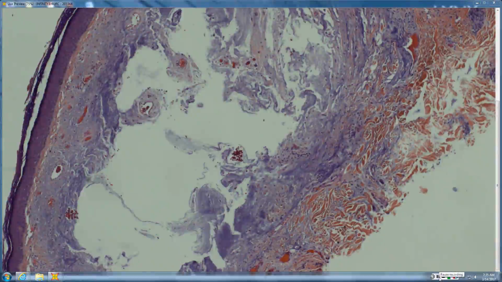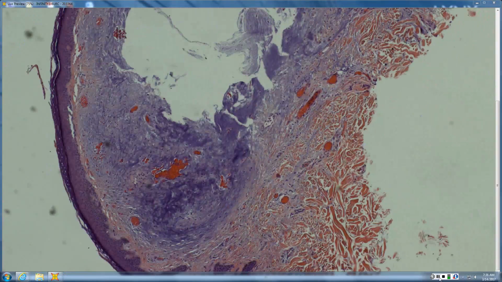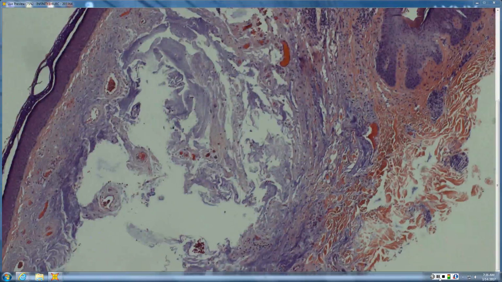Okay, so we are looking at fibrous and stromal tumors. So Shane, what do you see here?